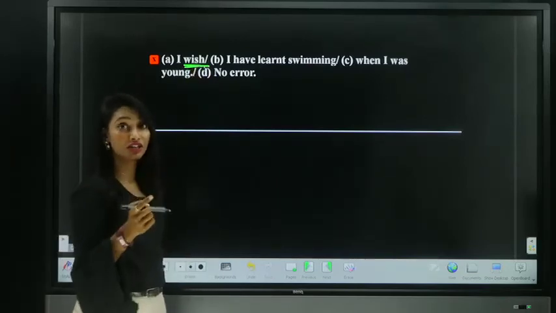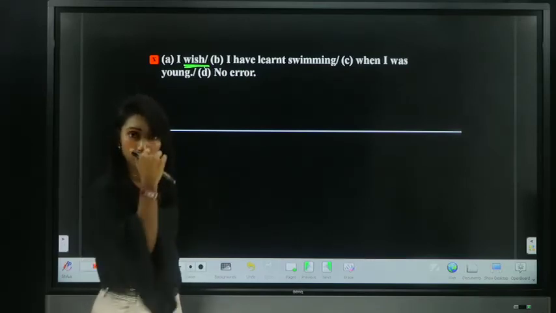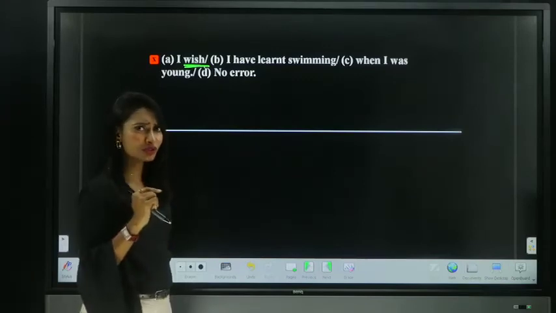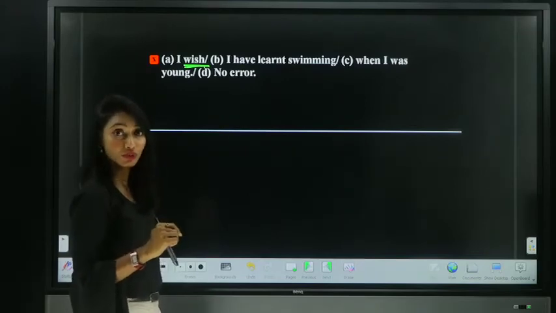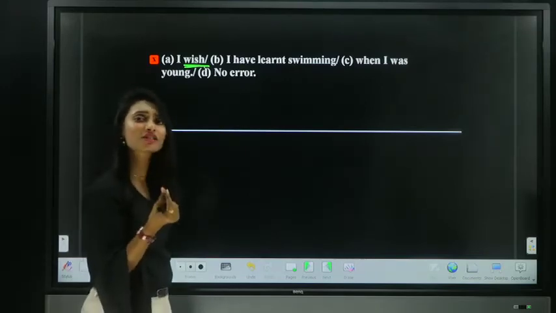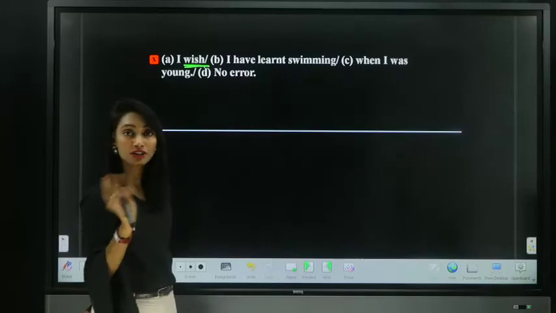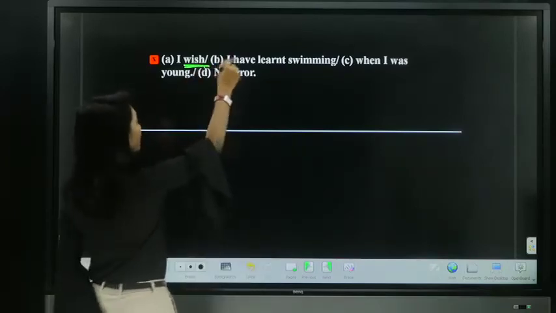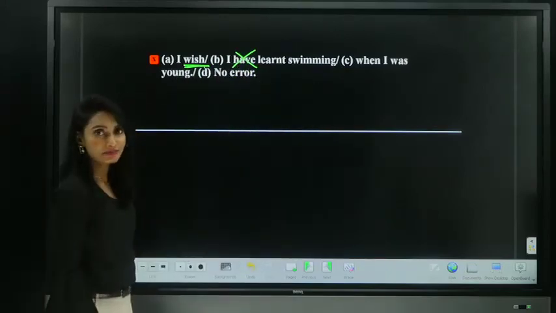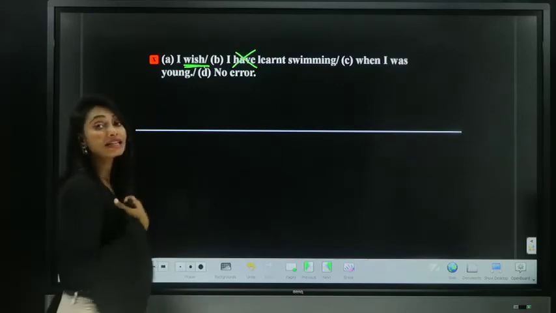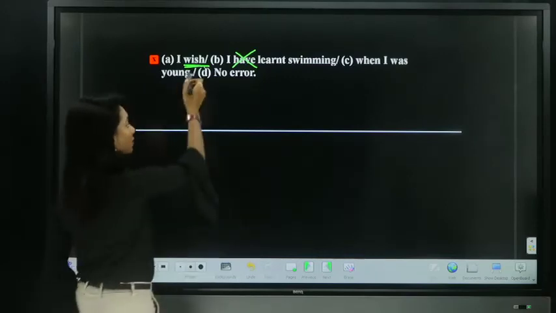Whenever you're wishing, or whenever you're talking about improbable conditions or unreal things, you have to use an imaginary condition where you go with the past subjunctive "were." And if it is not role changing, the wish kind of thing, you should mention it in simple past, not in other forms. So remove "have." "I wish I learned swimming when I was young" is the correct one.